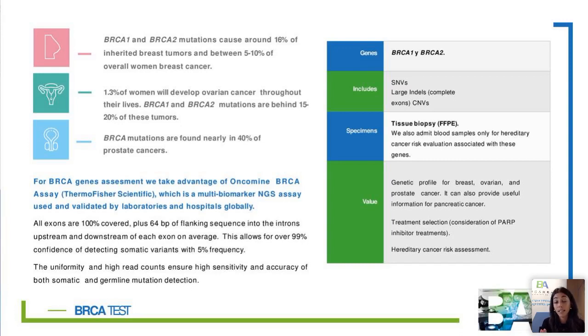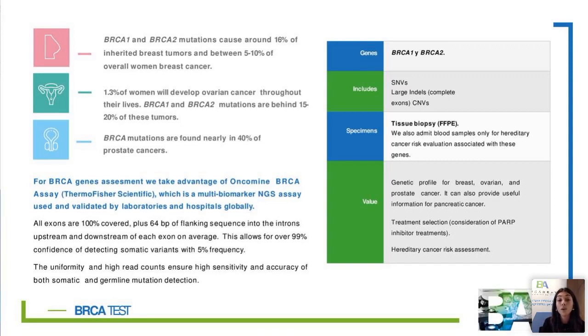This test is only intended, as I say, to assay these 2 critical genes or key target genes, and the way it is designed allows us to check 100% of the exonic region of these genes. So we will be able to check the full coding region of those genes. Also, in the analysis we go 64 base pairs upstream and downstream of the gene, so we are also covering some intronic regions.